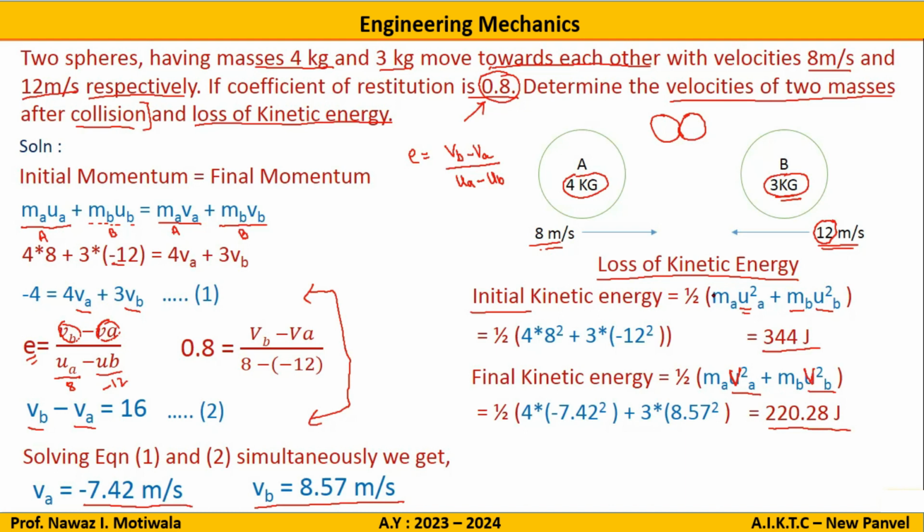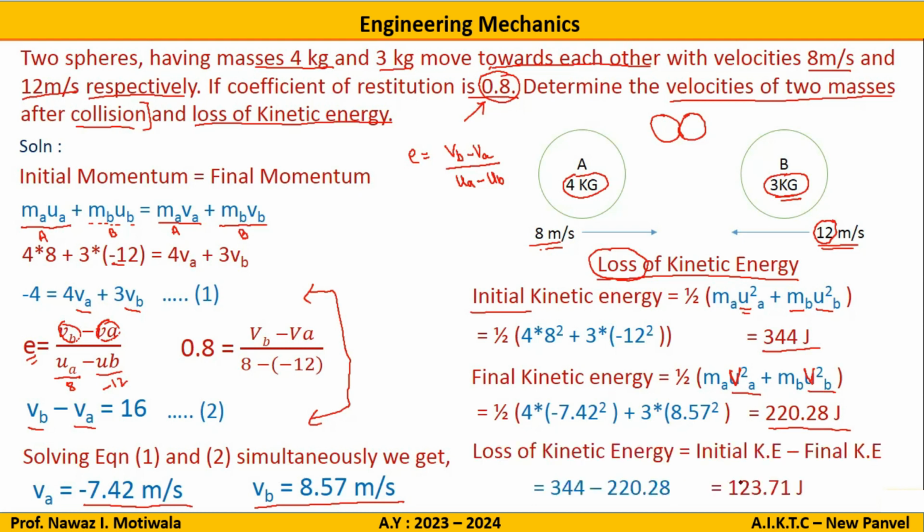Now what was our requirement? Our requirement was loss of kinetic energy. So loss means initial kinetic energy minus final kinetic energy. On substituting it, I will get the answer for loss of kinetic energy as 123.71 joules, and this completes the solution.